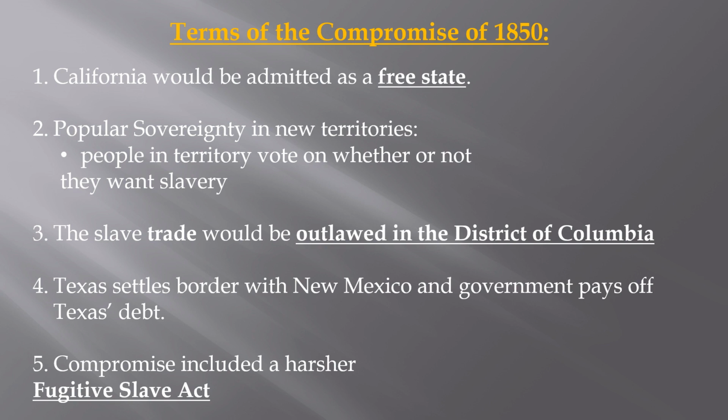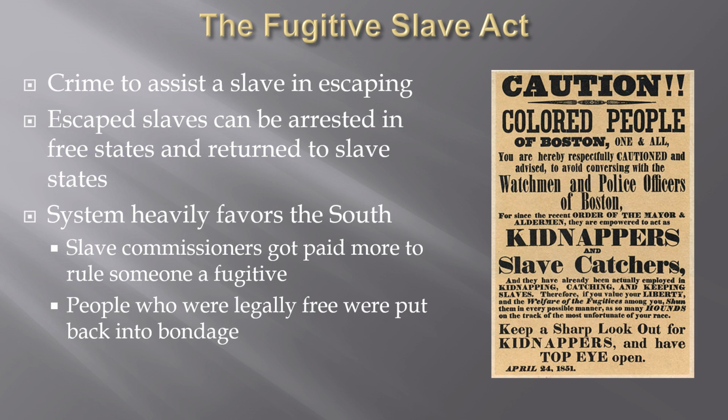And the final and probably the most divisive issue in this compromise is going to be the inclusion of a much stronger Fugitive Slave Act. It's this Fugitive Slave Act that's going to cause a lot of anger and bitterness in the free states. What the Fugitive Slave Act does is it makes it a crime to assist any slave in escaping throughout the country. It means escaped slaves can be arrested in free states and then returned to slave states. So really it means that there's no safe spot for anybody who's a slave.